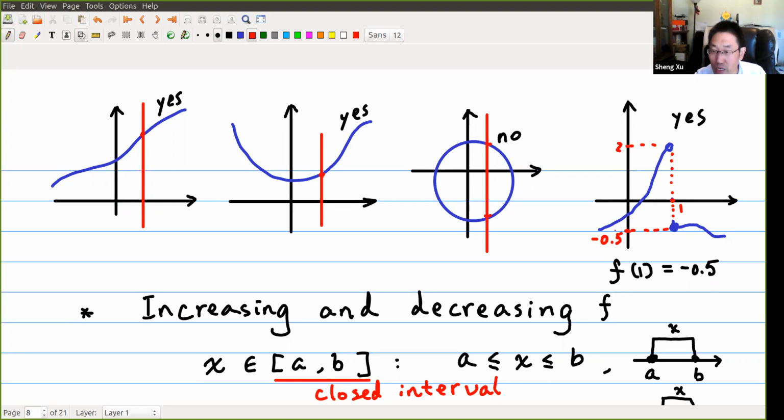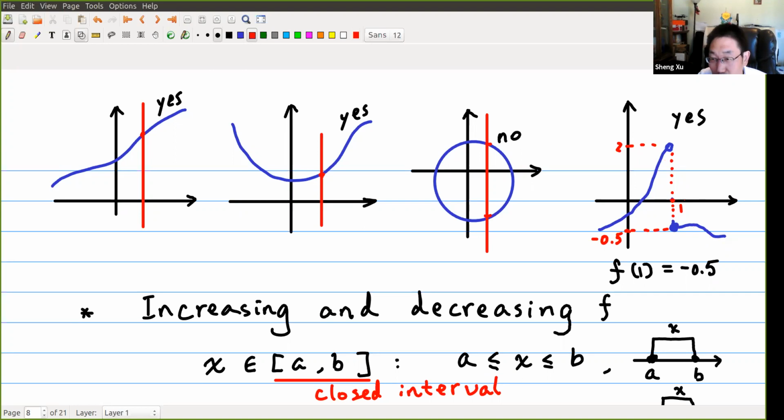This function is, again, a piecewise defined function. It takes this curve when x is less than or equal to one, and this curve when x is greater than or equal to one. So it's a piecewise defined function. We see the graph is broken here, at one. So it's called a discontinuous function. In calculus, you learn that.